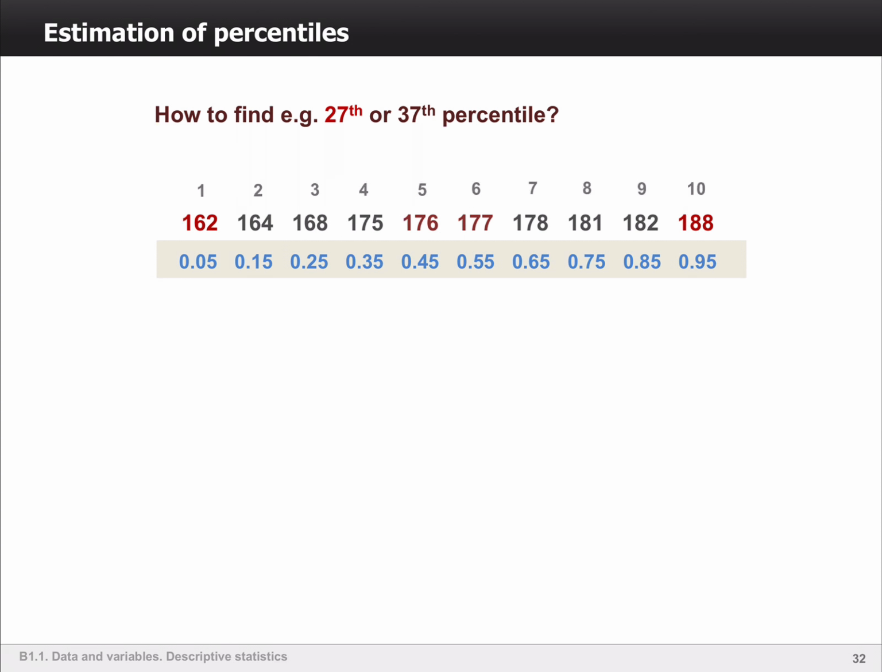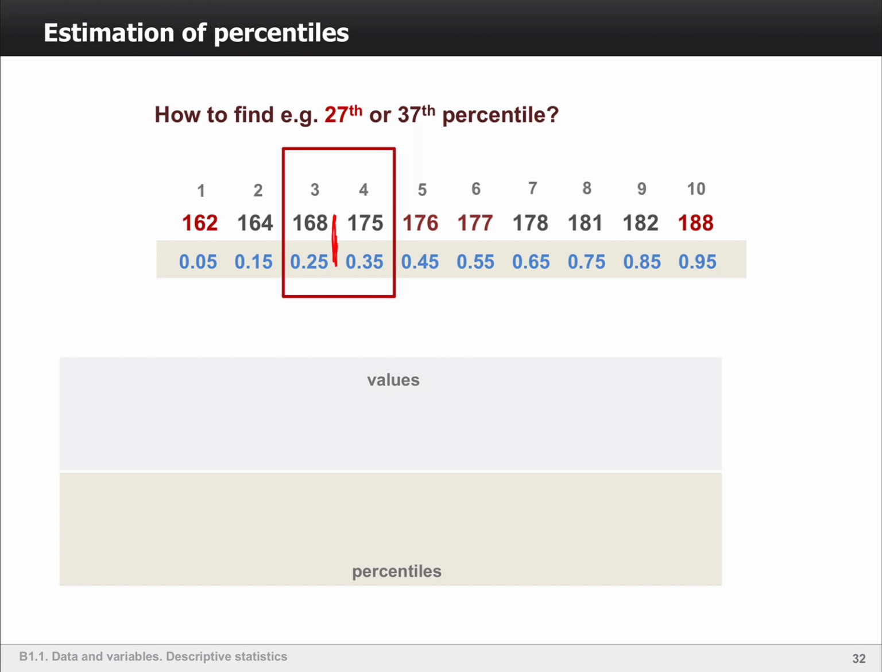First of all, let's discuss how to find the 27th percentile. You see that we don't have the 27th percentile here. We have 25 and 35. So the 27th percentile is in between, right? So what we do, we take this small interval between the 25th and 35th percentile, and try to do some interpolation. Let me show you the basic idea. So we have these intervals, and we work sort of in two spaces.